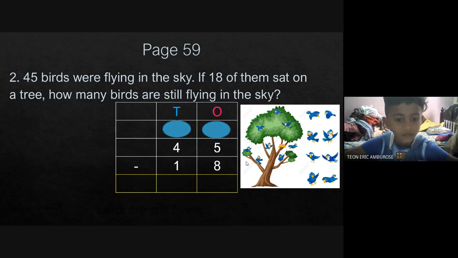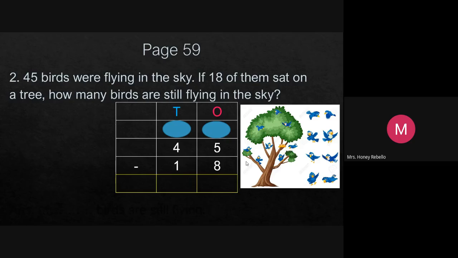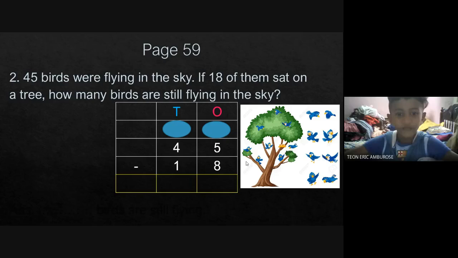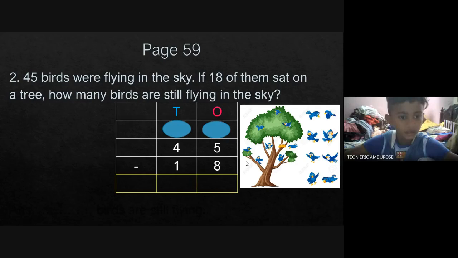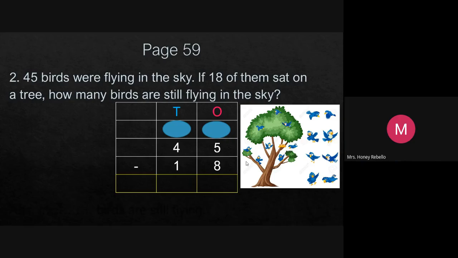Read the sum. 45 birds were flying in the sky. Full stop there. If 18 of them sat on a tree, how many birds are still flying in the sky? Now I'll explain. Altogether 45 birds.